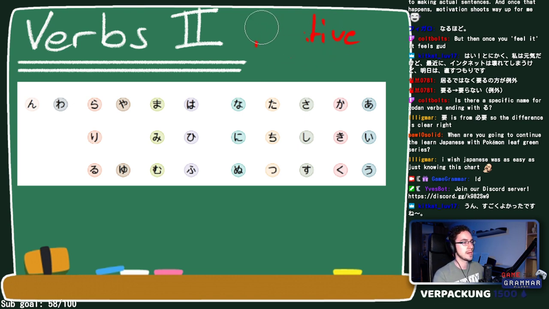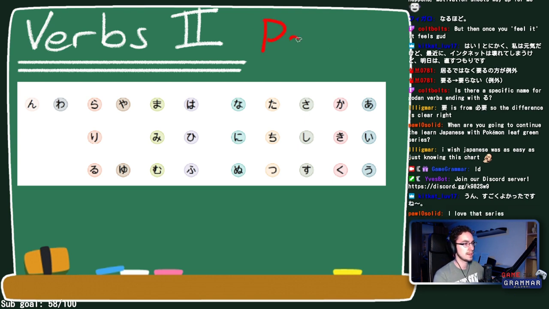Next one is past tense. Okay, so let's look at past. This one is going to be a little bit quicker because it's going to be more of the same. Let's learn the pattern for past tense.